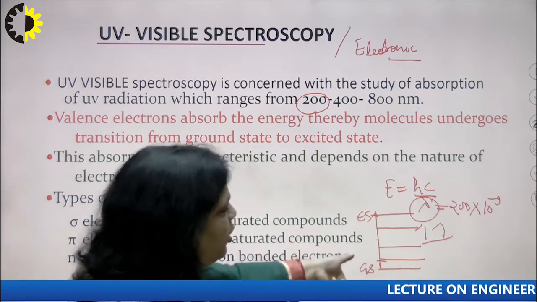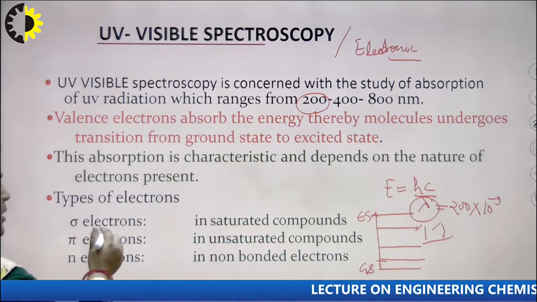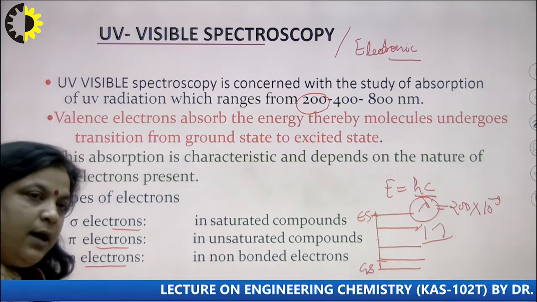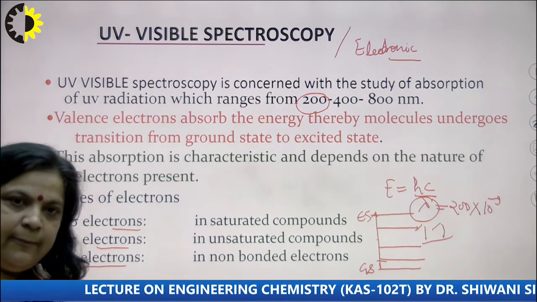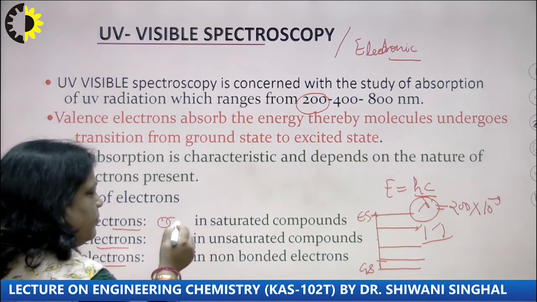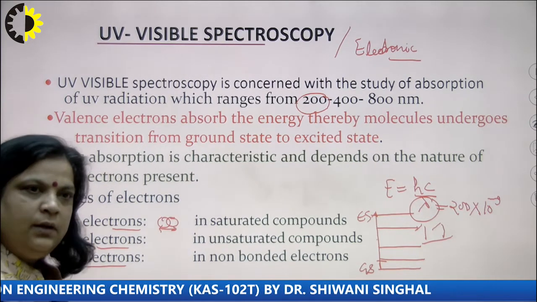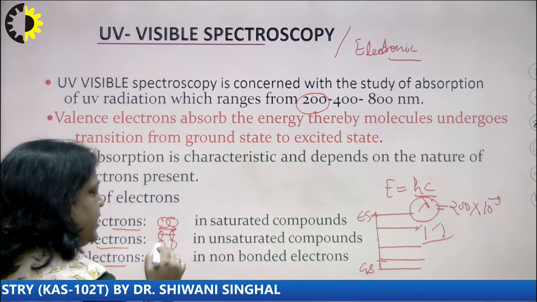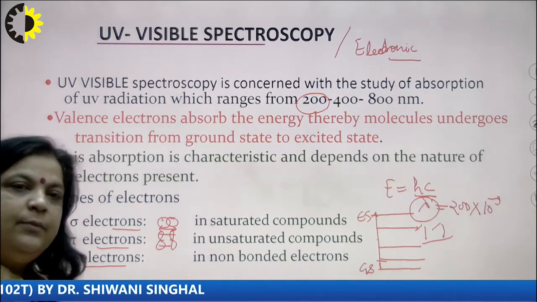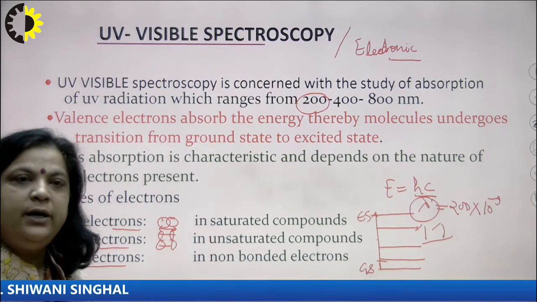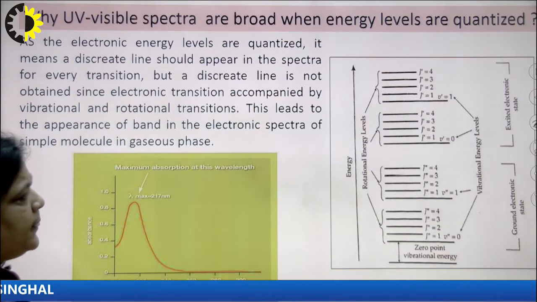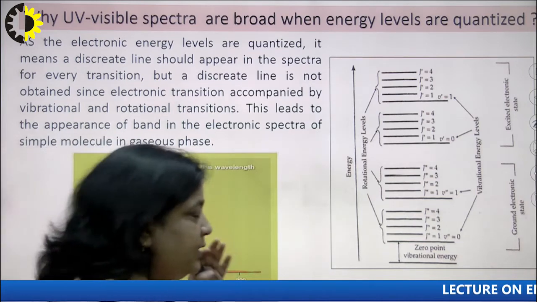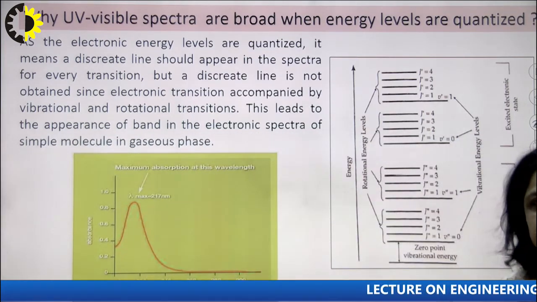The electrons in bonding molecular orbitals are basically of three types. First is sigma electron, second is pi, and third is n. Sigma means there is no unsaturation, only this type of bond is formed. Pi electrons, pi means unsaturation is there, means this type of bond, and n is termed as non-bonding electrons.